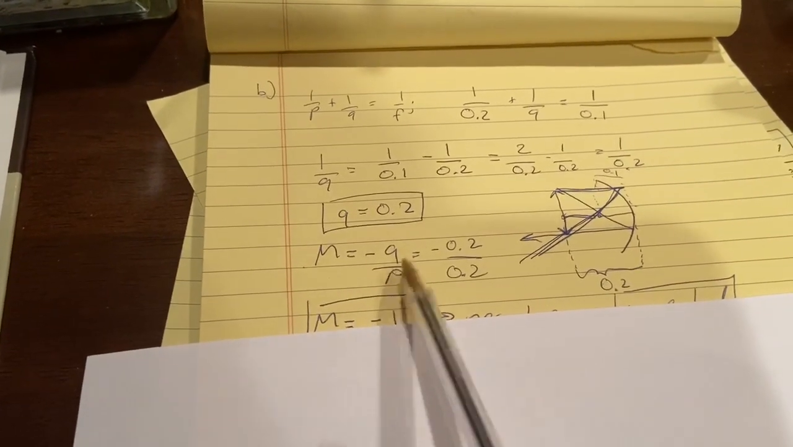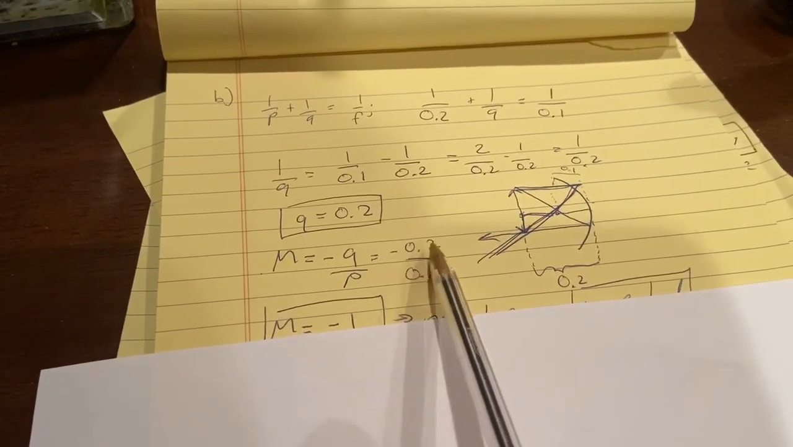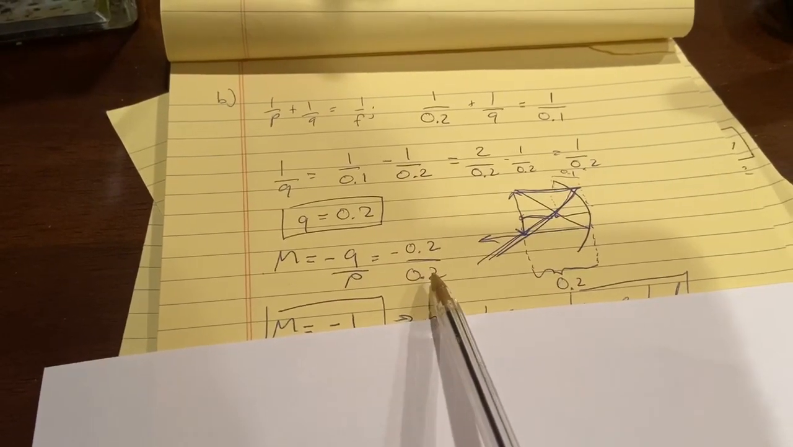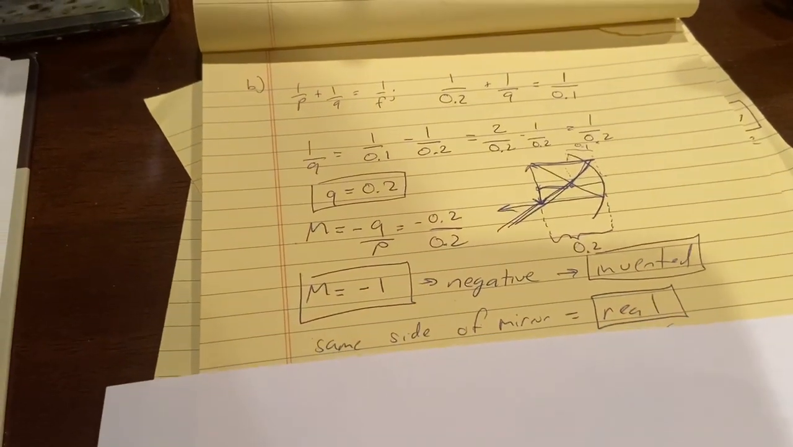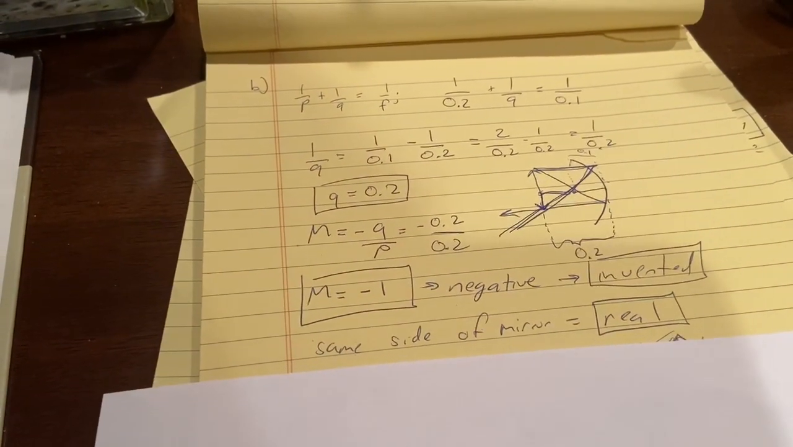Magnification is minus q over p, and that's minus 0.2 divided by 0.2, so it's just minus 1 in this case. So it's negative and it's inverted, but it is still real because it's on the same side of the mirror as the object.